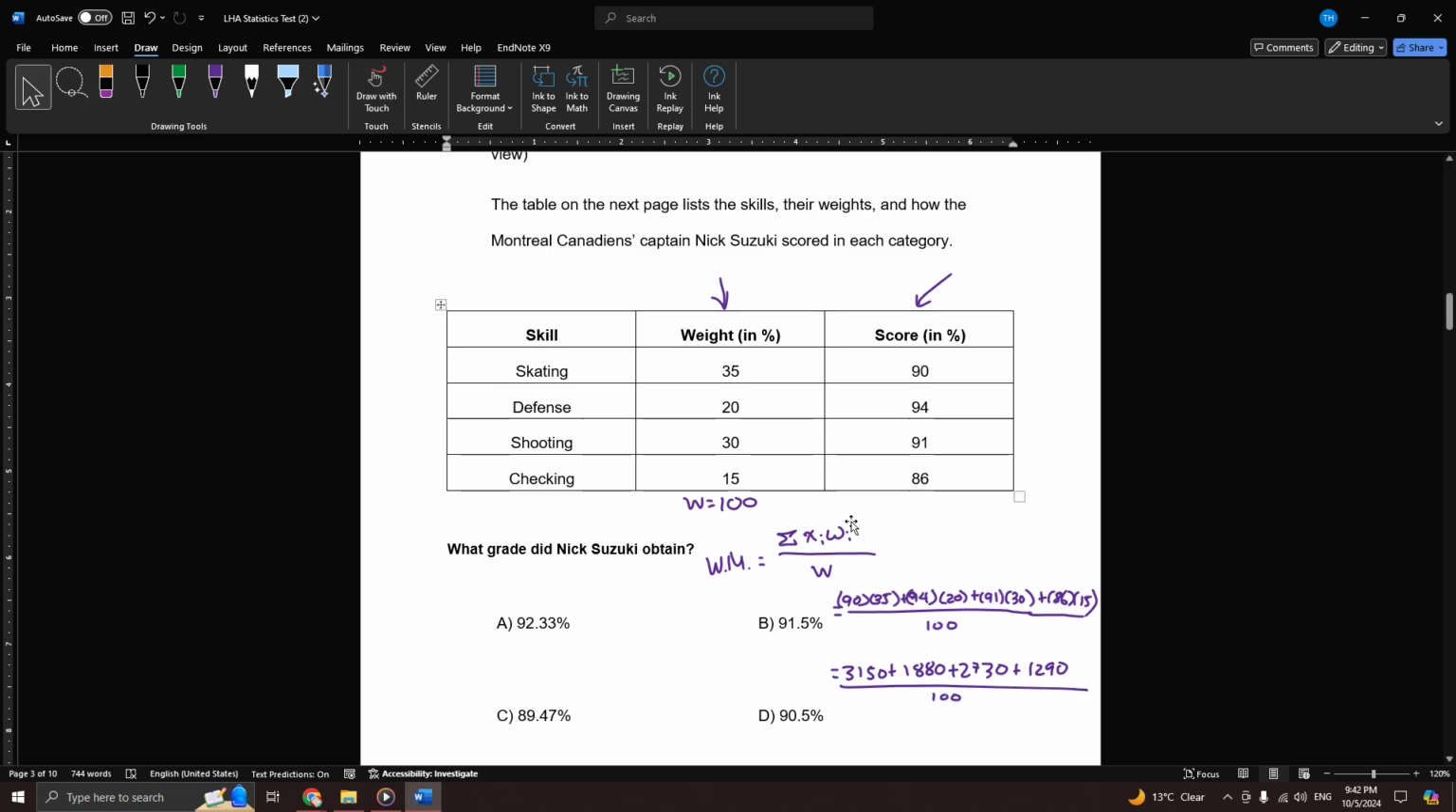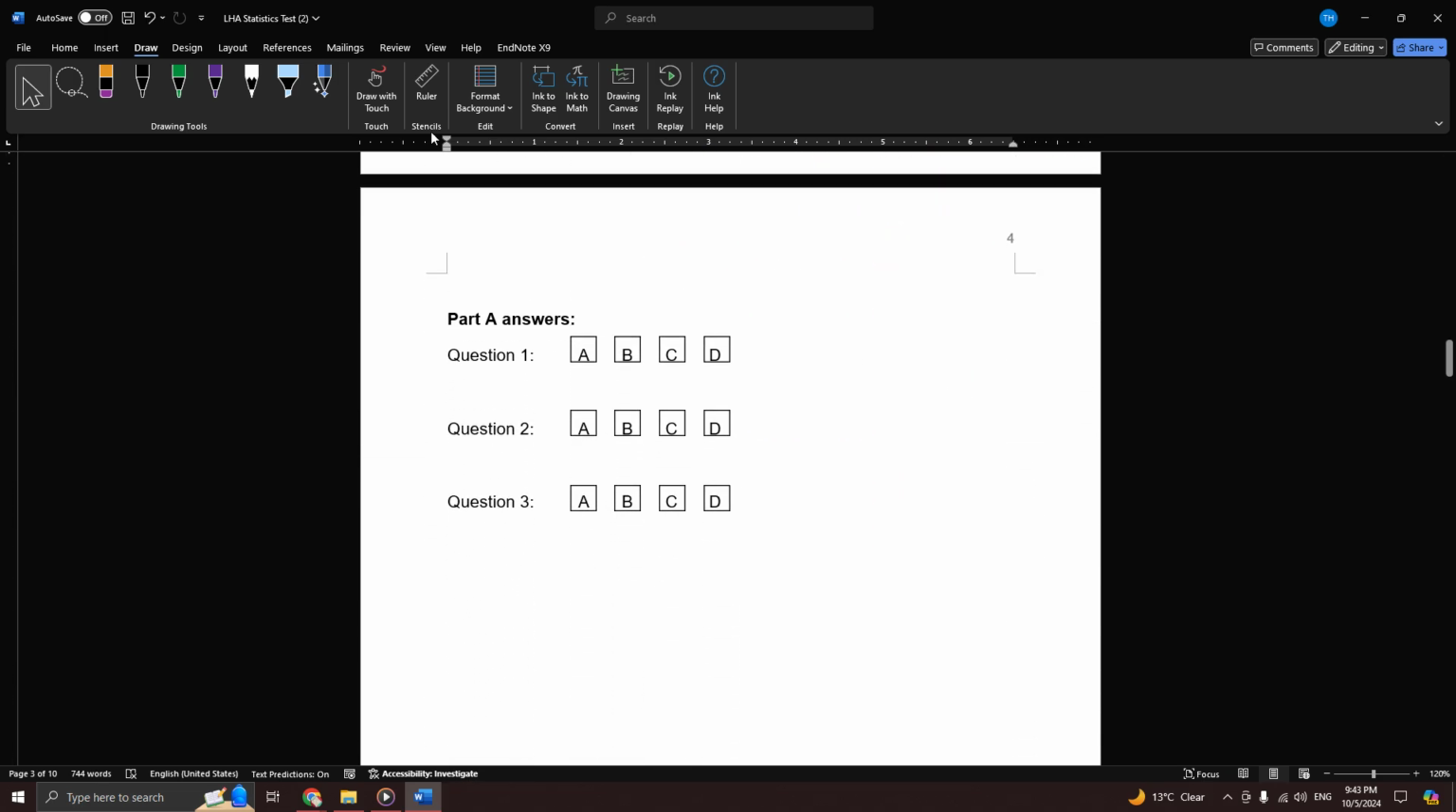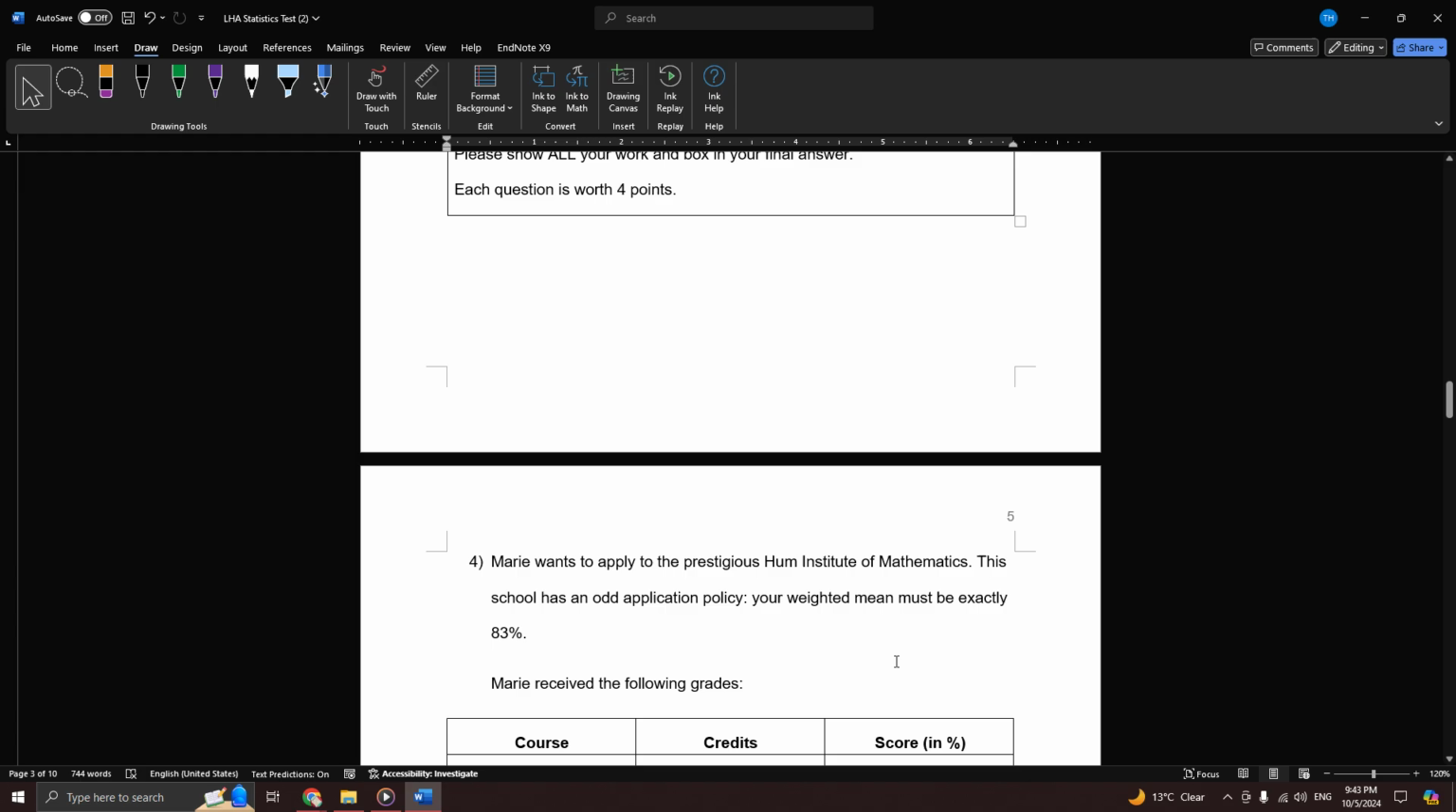So let's add up our numerator, those four numbers together. So 3,150 plus 1,880 plus 2,730 plus 1,290. That's going to be 9,050 divided by 100. That's going to be 90.5. So my answer is D. Okay. So my answers are A, D, and D. Okay. Spells the word add. I don't know if anyone noticed.